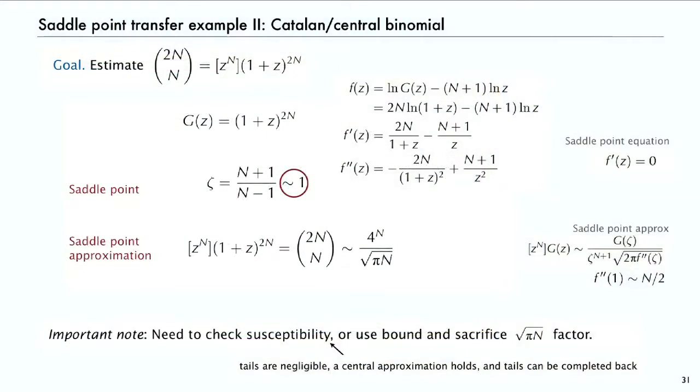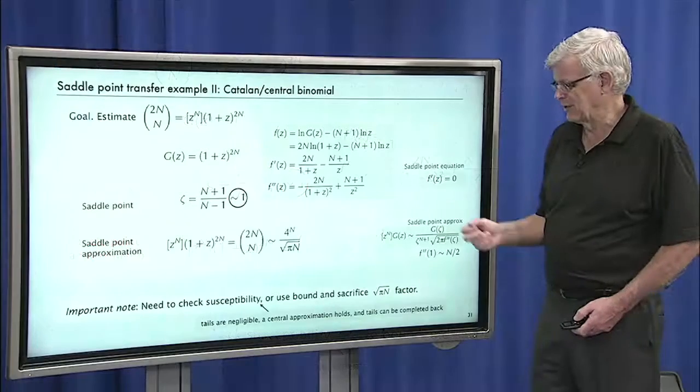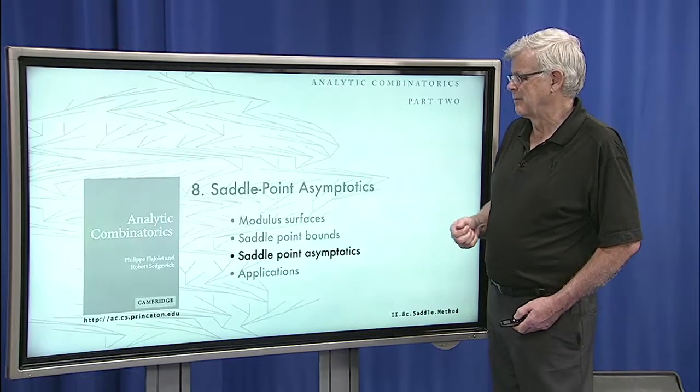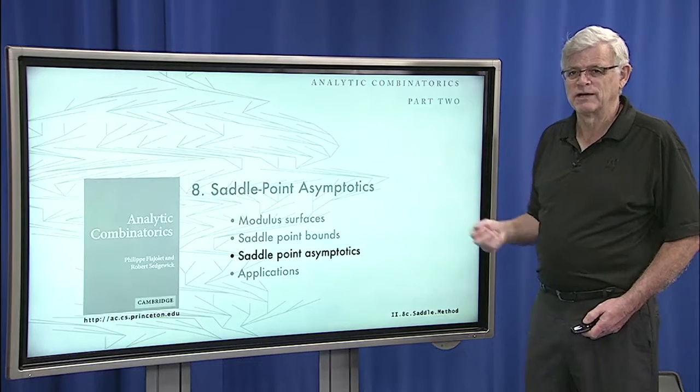Another approach is to just use the saddle point bound and sacrifice the square root of pi n factor. But if it's an application where it's important, you can see what that factor is, and if you need to prove it, you can go in and do it using standard techniques. I think that's the message. So that's saddle point asymptotics.